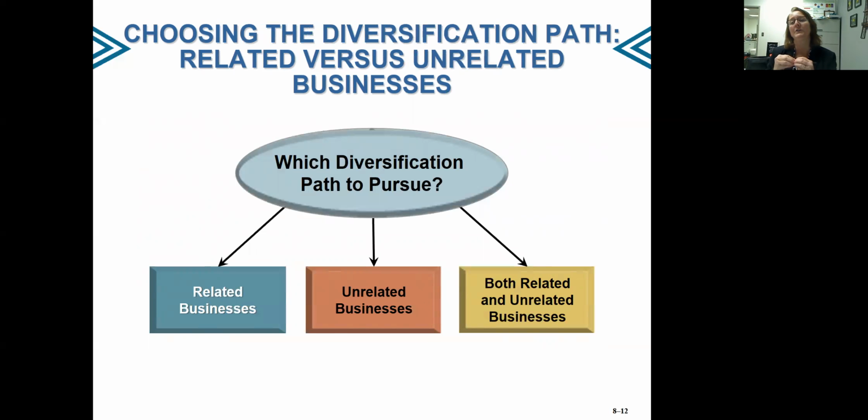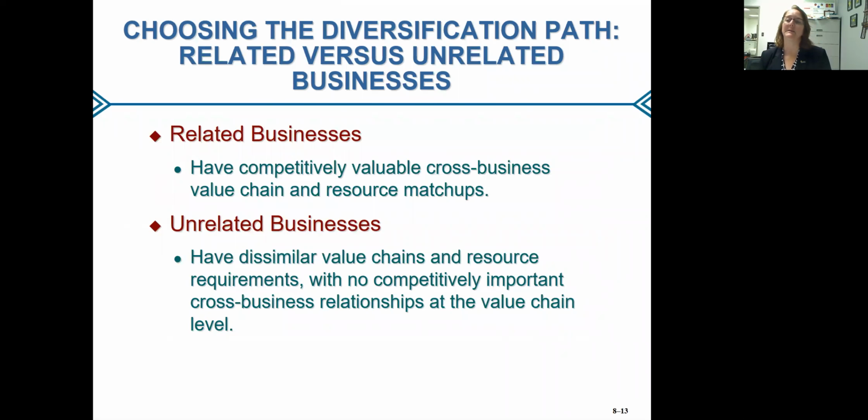So now we're going to talk about diversification based on whether you have related or unrelated businesses. You can diversify with a related business, unrelated, or a combination. Related businesses have competitively valuable cross-business value chain and resource matchup. So you already know that industry because they're related. Unrelated: dissimilar value chains, different resource requirements, no competitively important cross-business relationship.